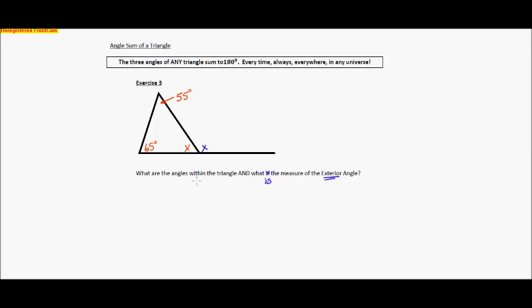I'm doing this in red right now, and when I do the next one I'll switch to blue. So this is x plus 55 plus 65, and all three of those should add up to 180. Very similar to what we did before, we add 55 and 65 and I get 120. x plus 120 equals 180, and to solve it I take away 120.